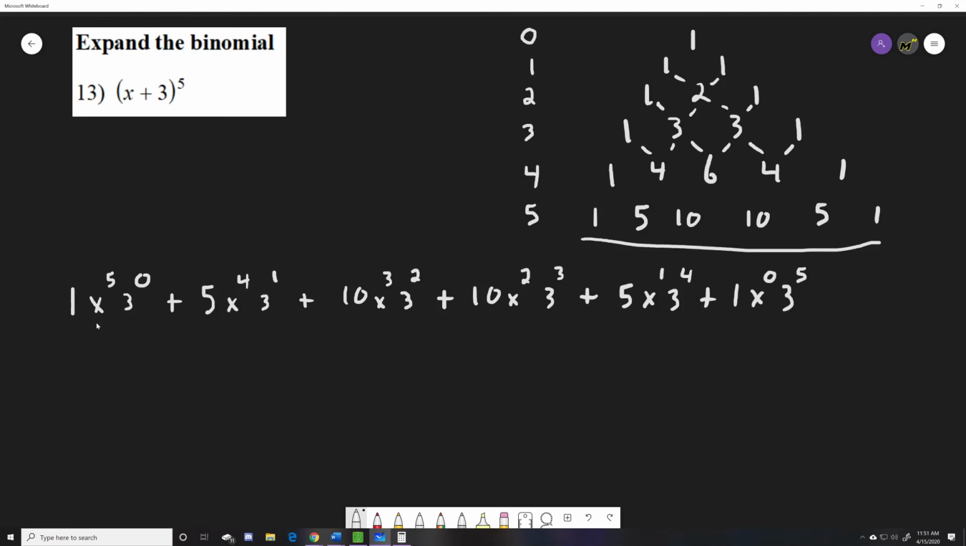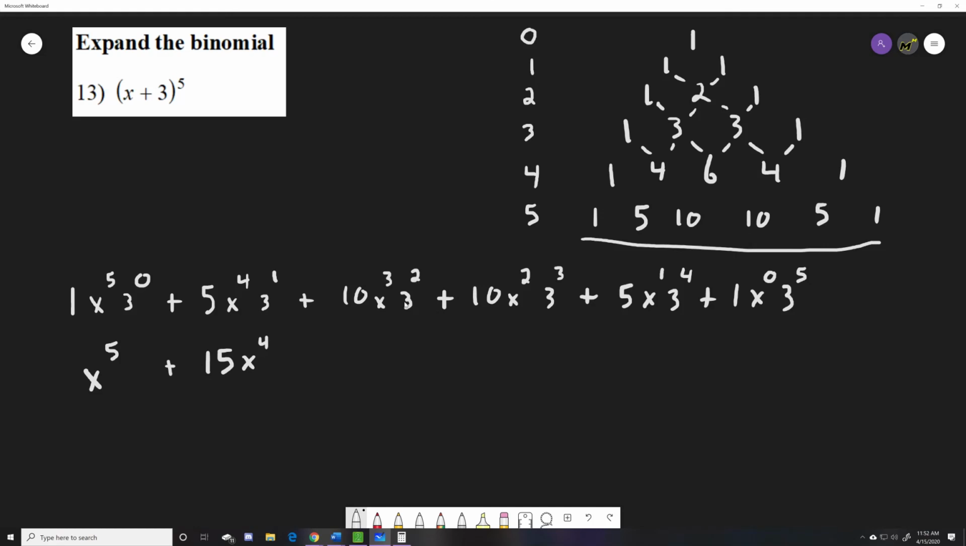Let's simplify this. So, 3 to the 0 is going to be 1, and 1 times 1 would be 1. So our first term would just be x to the 5th. 3 to the first power, excuse me, that is a common mistake, still would be 3. And then 3 times 5 would be 15. So we have 15x to the 4th.